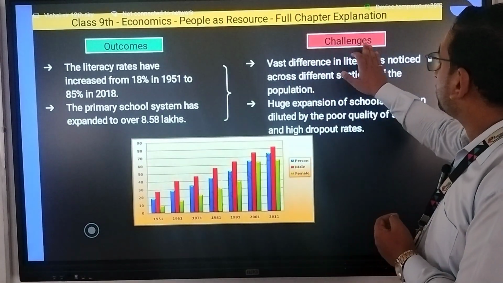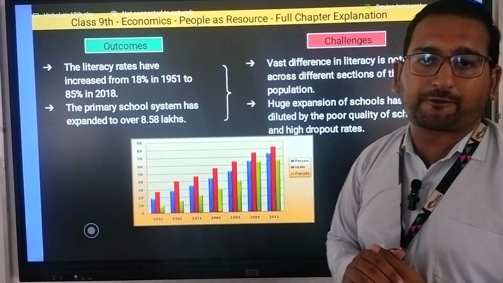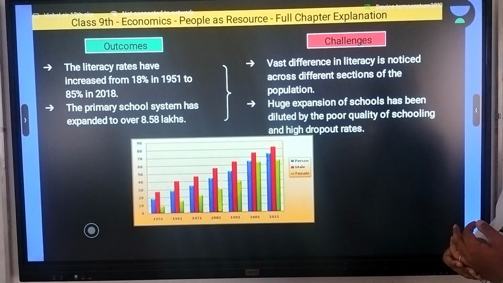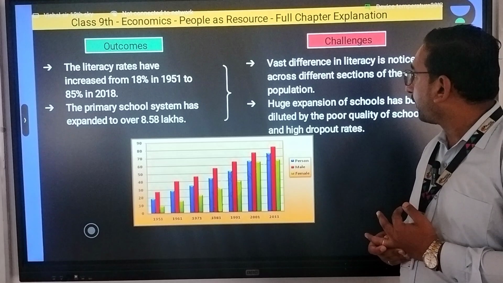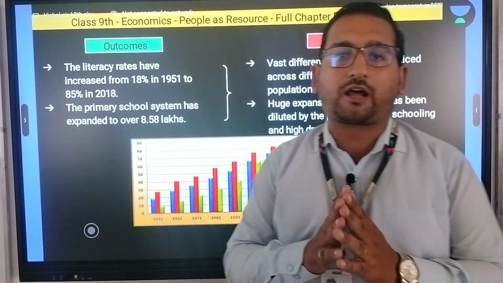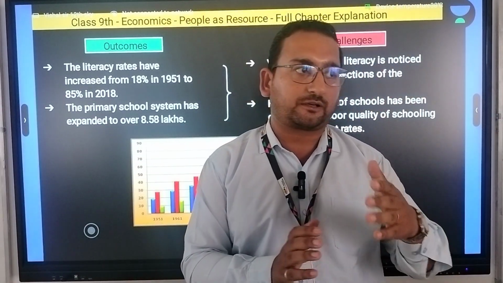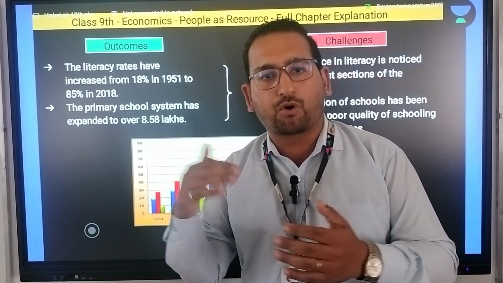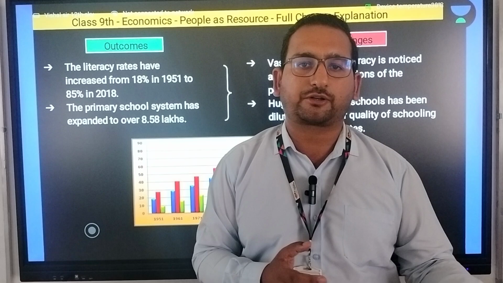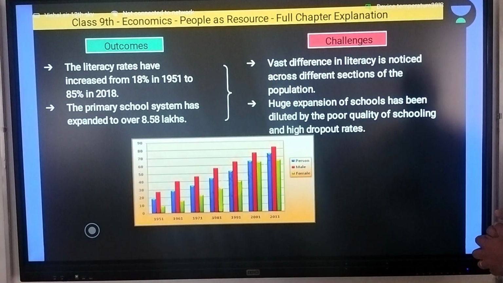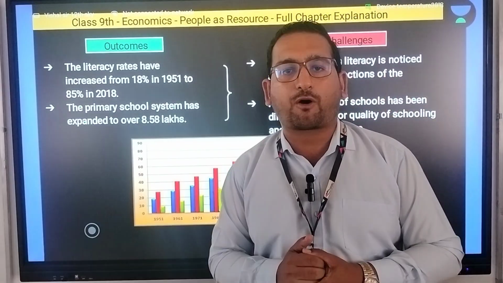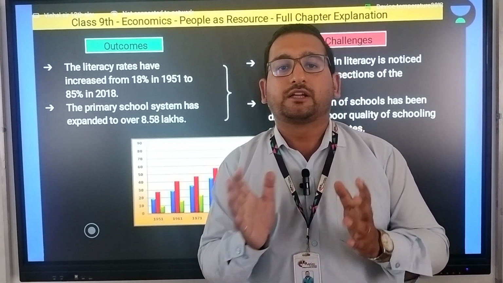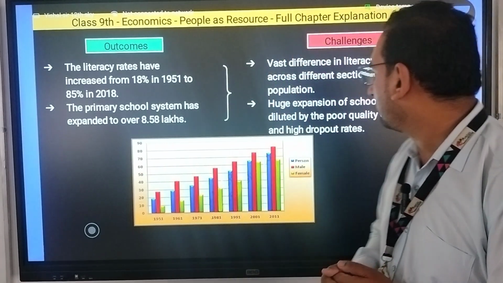Next, challenges. What challenges have we faced in the education sector? Vast difference in literacy is notified across different sections of the population. So literacy rates are very different in different sections of our society, like upper sections got more literacy rate in comparison to lower sections of our society. It means poor people have no access to education. So it is a big challenge for our government to provide education to our poor section also.